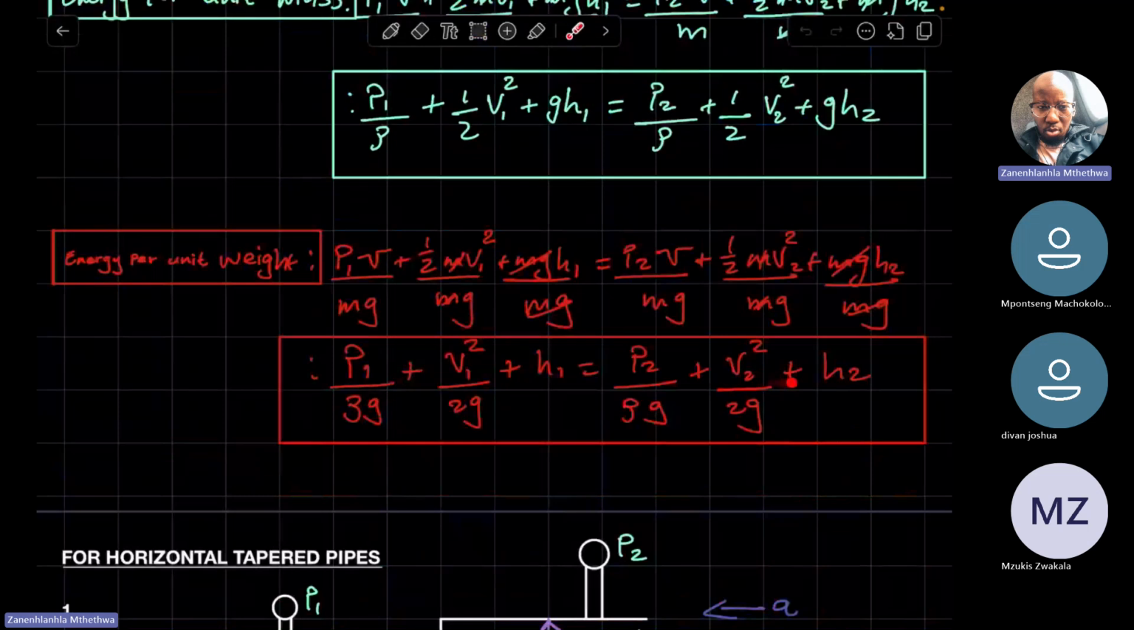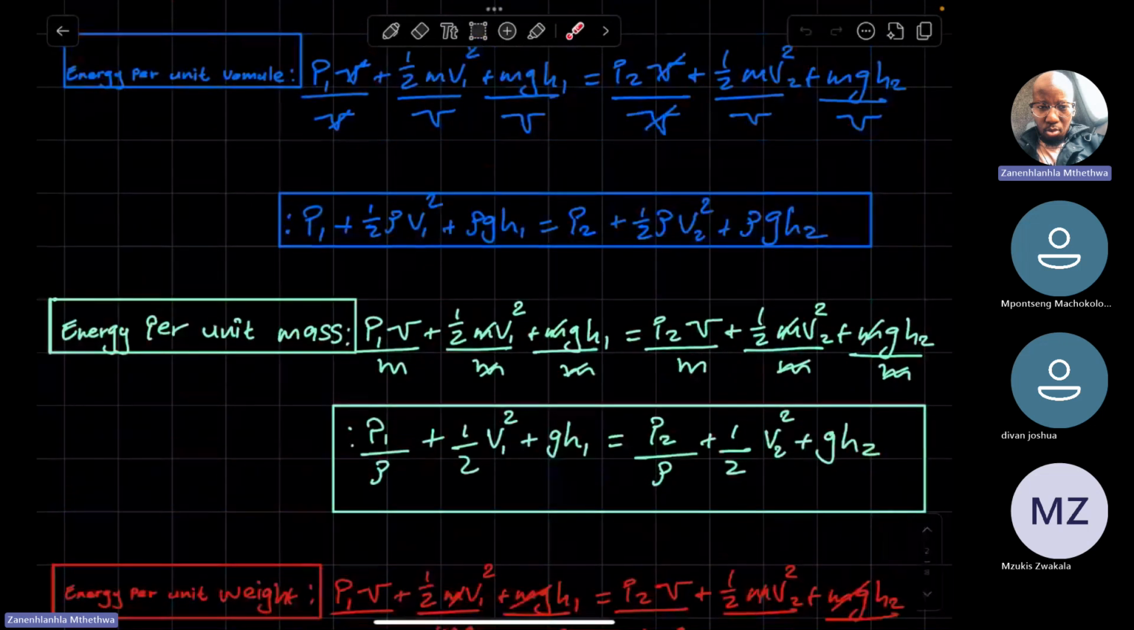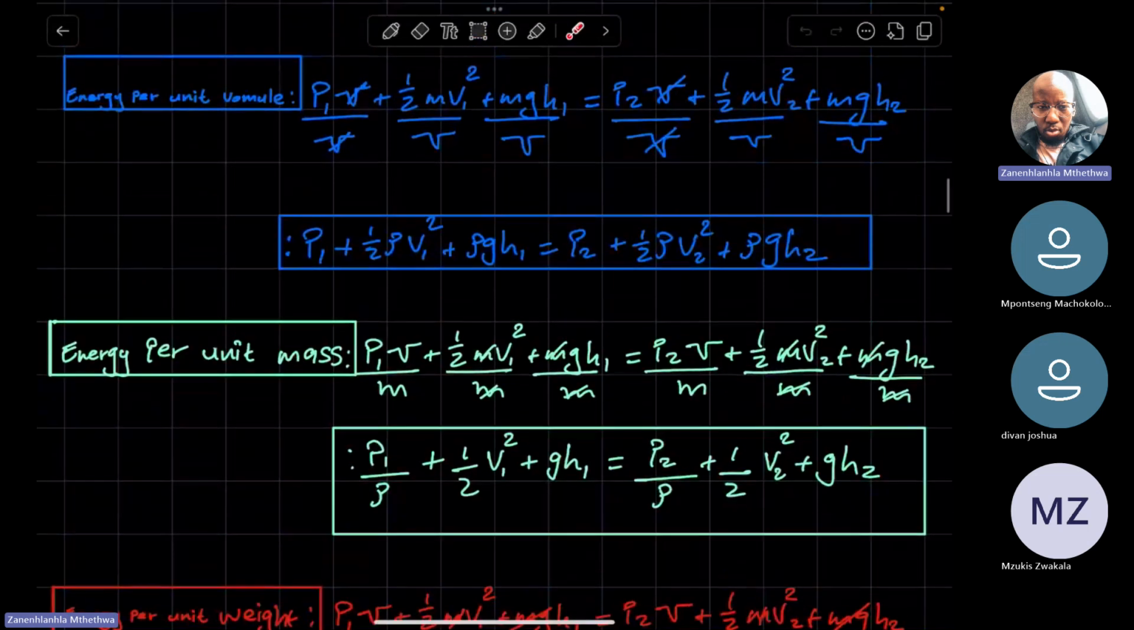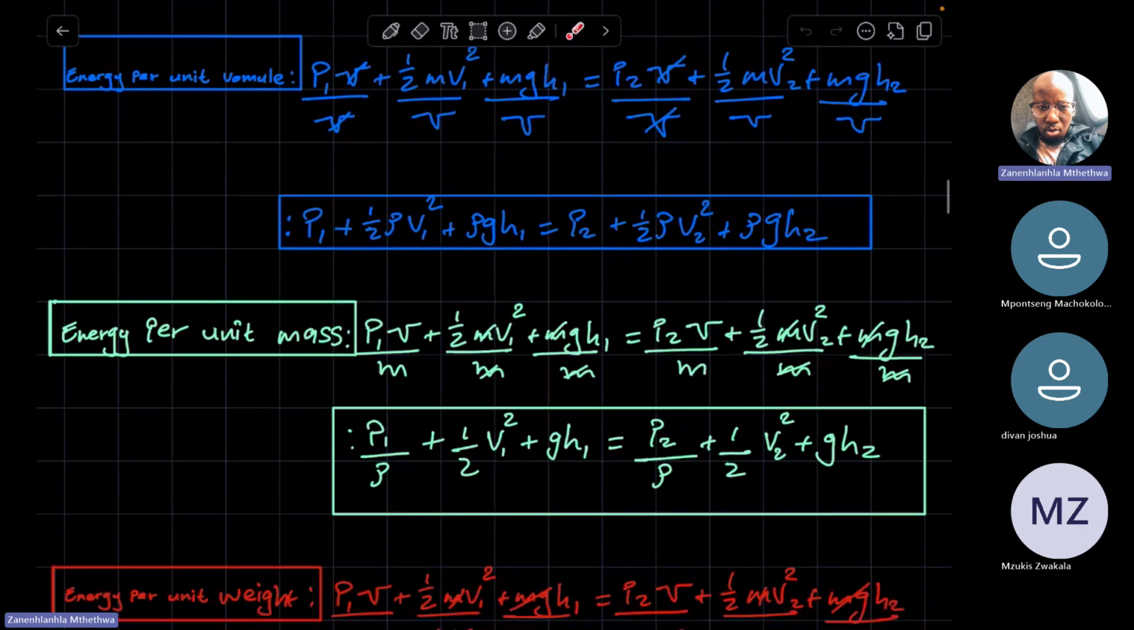Your potential energy, right? The three variations of Bernoulli's equation depend on what you are looking for. If you're looking for pressure, it is best that you express your Bernoulli's equation in terms of energy per unit volume. That way, each of these terms will be in terms of pascals.